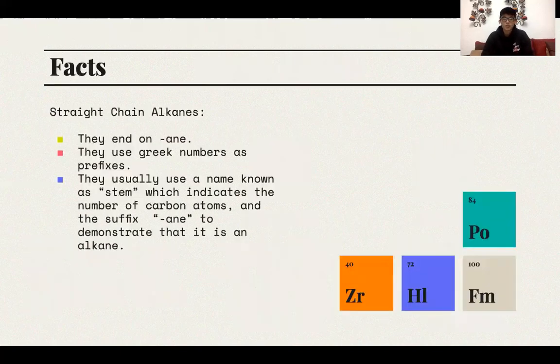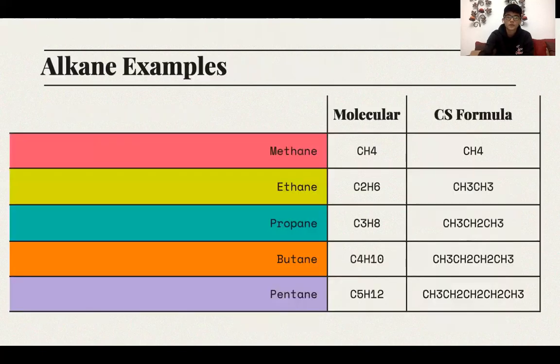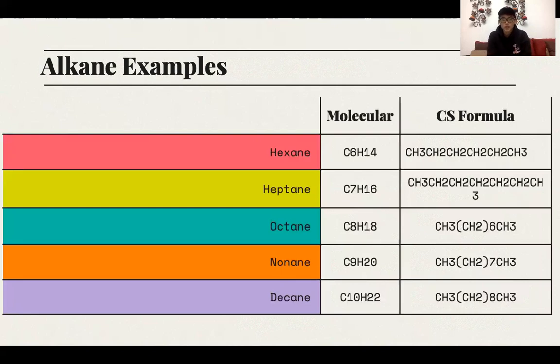Some facts about straight chain alkanes are that all alkanes end in a-n-e. They use Greek numbers as prefixes, and they usually use a name known as the stem, which indicates the number of carbon atoms, and the suffix ane to demonstrate that it is an alkane. Some of the most common ones, as we mentioned before, are methane, ethane, propane, butane, pentane, etc. Each one of them with their molecular formula. We also have examples such as hexane, heptane, octane, nonane, and decane.